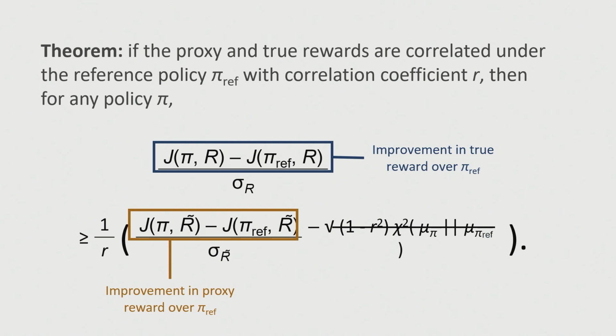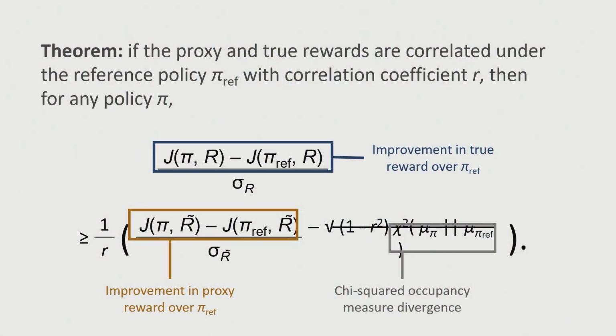So the first term is the improvement in the proxy reward over the reference policy. Again, if we optimize this alone, we might get reward hacking. But this second term is one that regularizes the policy to be close to the reference policy such that we stay in distribution and don't get this reward hacking behavior. And so if we can optimize this right-hand side, which we can do if we have access to the reference policy, then we can provably increase the true reward even without access to it.